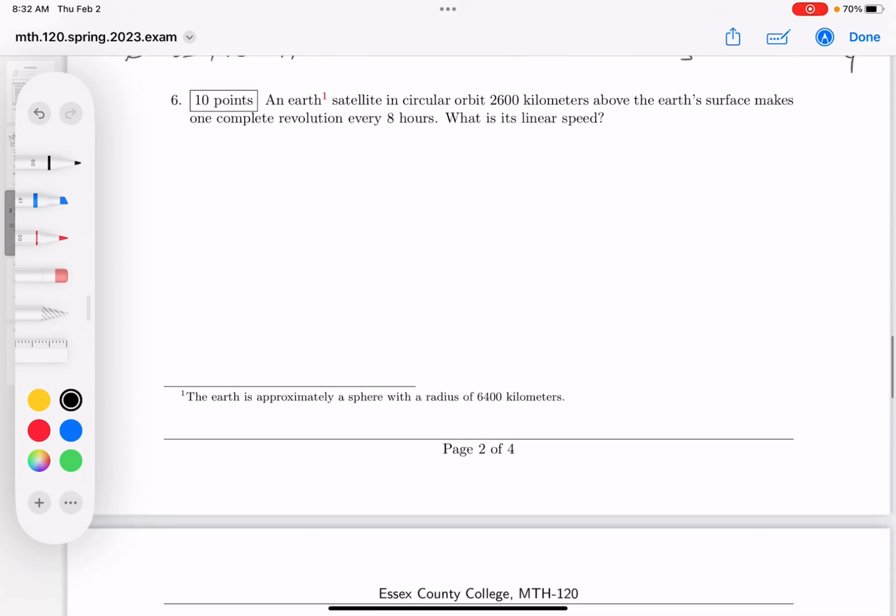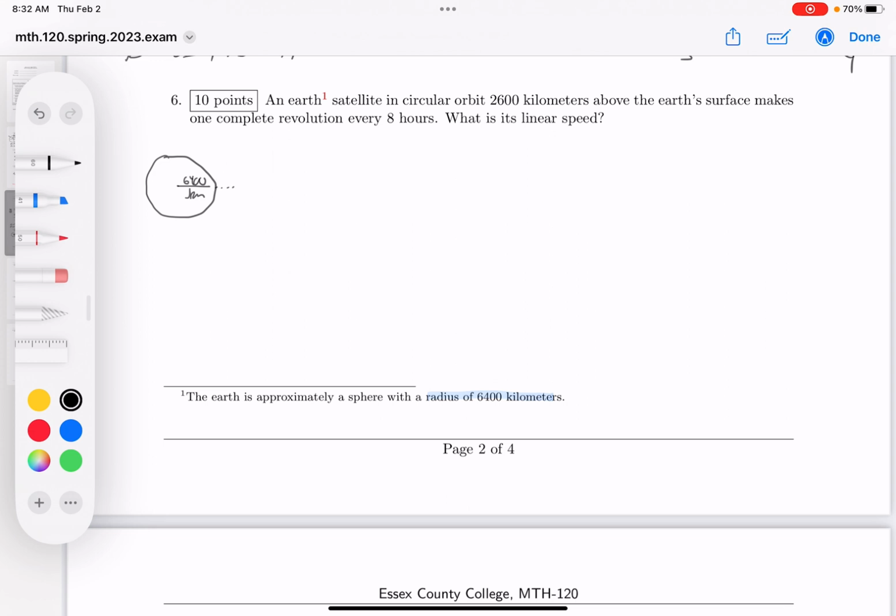This is number 6. And number 6, an Earth satellite, circular orbit, 2,600 kilometers above the Earth. And they tell me what the Earth looks like, and the Earth looks like this. And the Earth has a radius that's given to me. It's in the notes, by the way, right over here. Its radius is 6,400 kilometers. So I'm going to say this radius here is 6,400 kilometers.